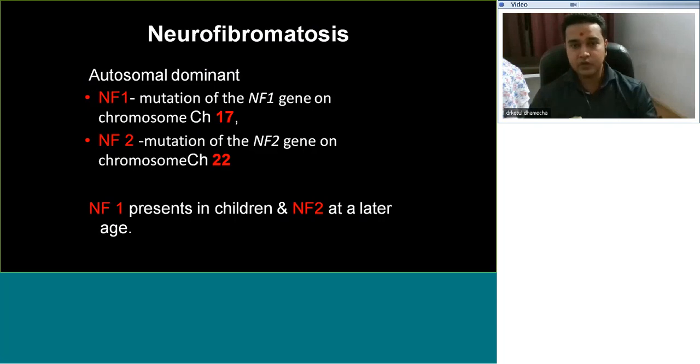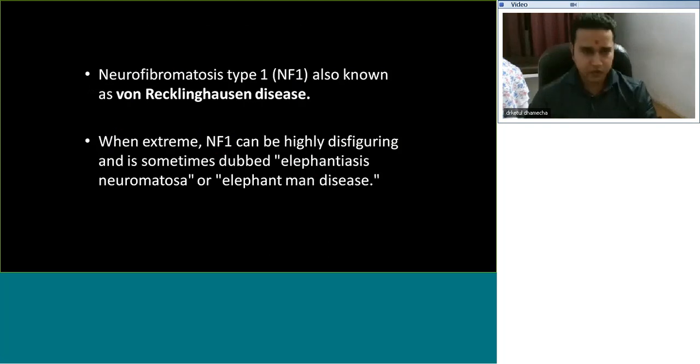So we will start with neurofibromatosis. This is the most common, most frequently encountered clinically. NF is autosomal dominant, with two varieties, NF1 and NF2. NF1 is due to a mutation in the NF1 gene on chromosome 17, whereas NF2 is a mutation in the NF2 gene on chromosome 22. NF1 presents very early in childhood, whereas NF2 frequently presents in the later age group, mostly 30 to 40.